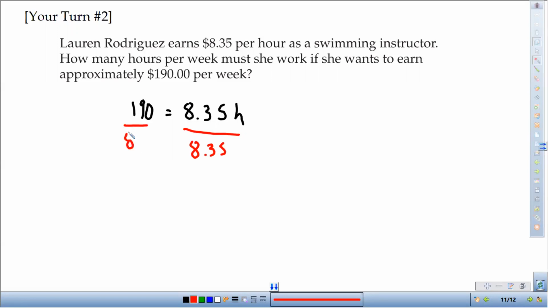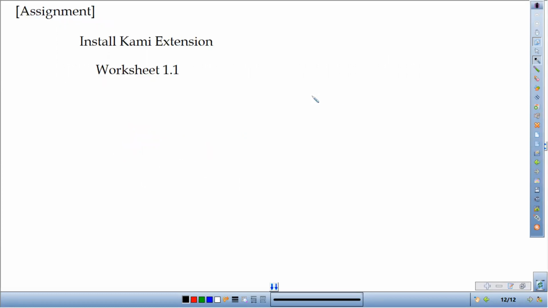When you divide 190 by 8.35, you get a really long decimal. It comes out to 22.75449012. So we're going to round to the nearest hundredth and just leave it at 22.75. And so that's when you're working with finances, that sort of thing. We round to two decimal places, especially with money, because that's how far our money goes with decimal places. So that is the lesson for today.